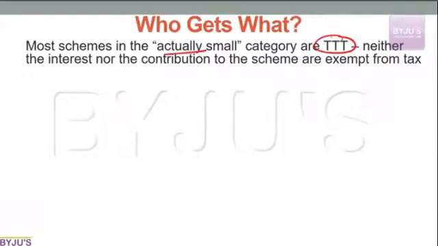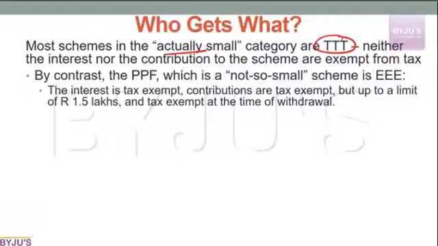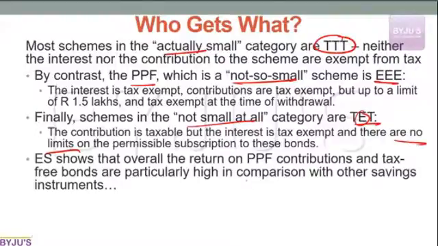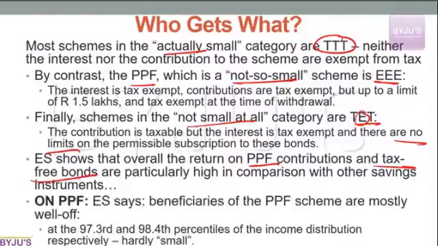Most of the actually small ones are TTT. They are getting taxed at every level. Contribution, interest and taking out, everything is getting taxed. By contrast, PPF, not so small, is EEE. Everything is completely exempt, but up to a limit of 1.5 lakh. And the not small at all ones, the tax bonds, are ETE. Again, interest is exempt for them, and there are no limits also. Does this make sense is what the Economic Survey is asking. Why are we taxing the actually small guys and not taxing the not so small and not small at all guys? So overall, PPF and tax-free bonds have very high returns, which is why a lot of people invest in them.